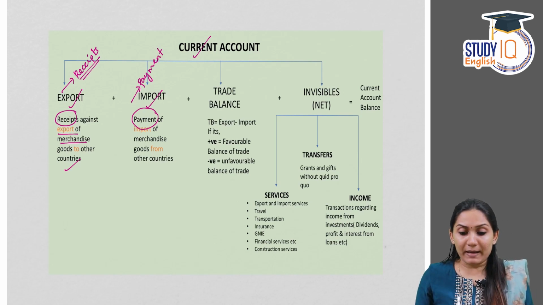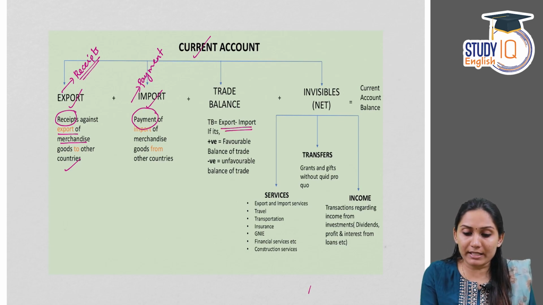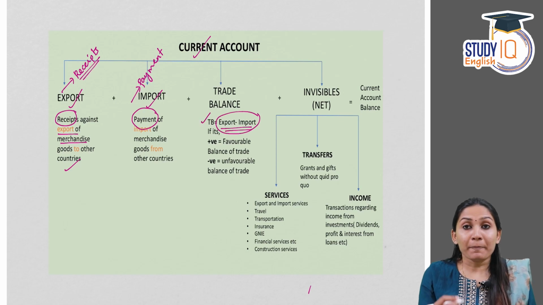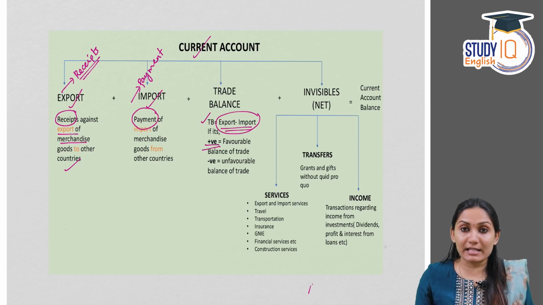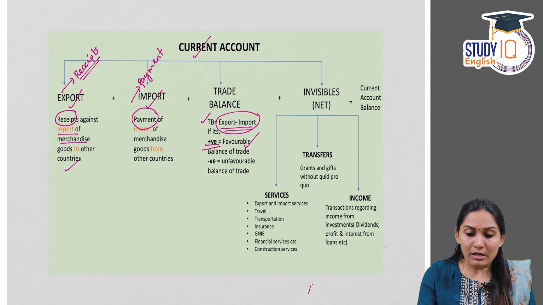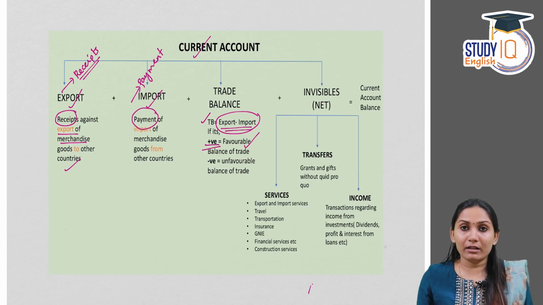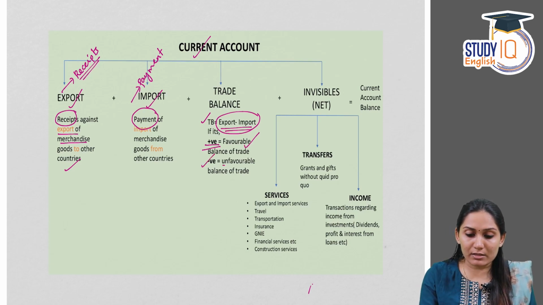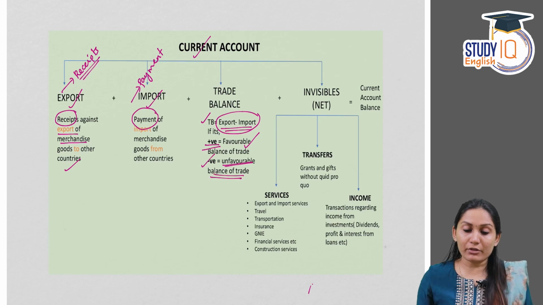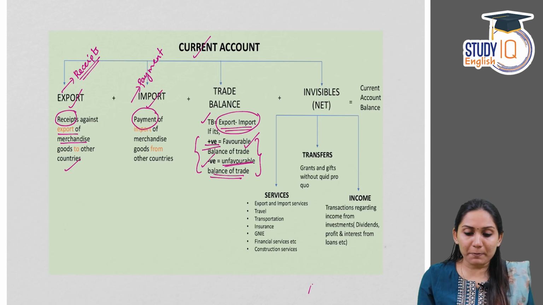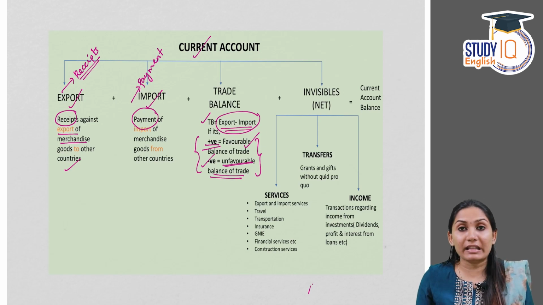Now coming to trade balance. Trade balance, as we have already said, is the difference between export and imports. So export minus import will give you trade balance. If the value of the trade balance is positive, it is called a favorable balance of trade. And if it is negative, it is called an unfavorable balance of trade.